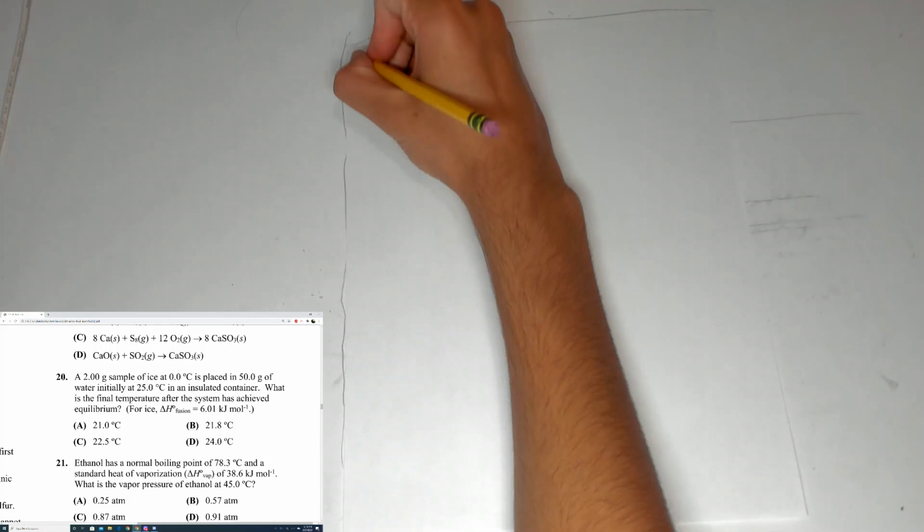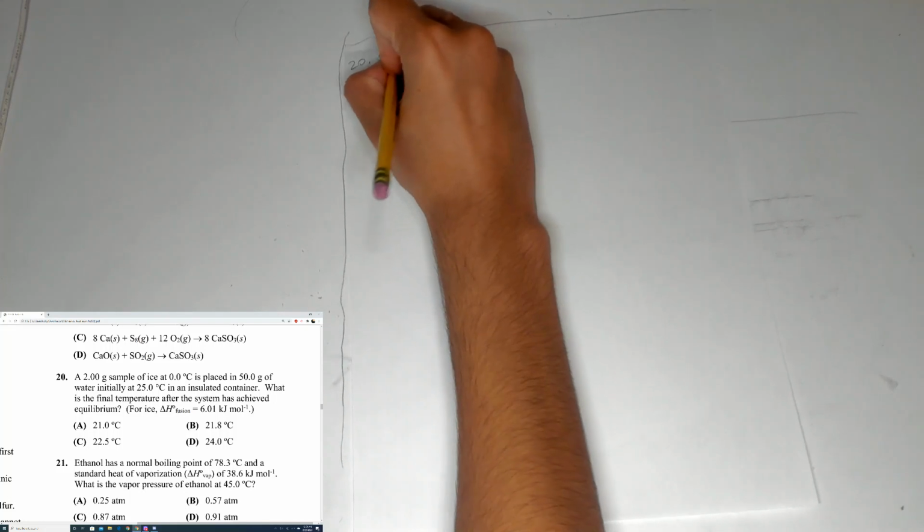Alrighty, moving on to 20. 20 is just a standard calorimetry problem your teacher gives you on your AP Chem homework, so it's nothing too hard. Let's define our system and surroundings. Our system will be the ice. Let's read the question. A 2-gram sample of ice at 0 Celsius is placed in 50 grams of water initially at 25 Celsius in an isolated insulated container. What is the final temperature after the system has reached equilibrium?